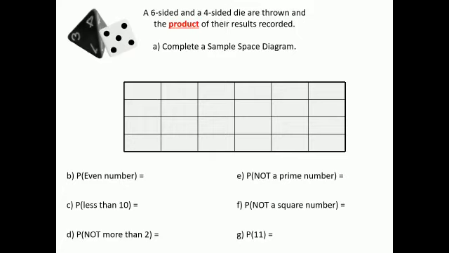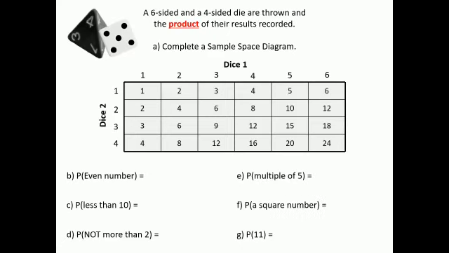Okay, so next one is a 6-sided and a 4-sided dice, and you have to write the product. Product means multiply. On the dice, it is written 1 to 6 on the top, 1 to 4 down. You have to multiply 1 into 1, 1 and 2 into 1, 2. Okay, you can complete the diagram by multiplying.